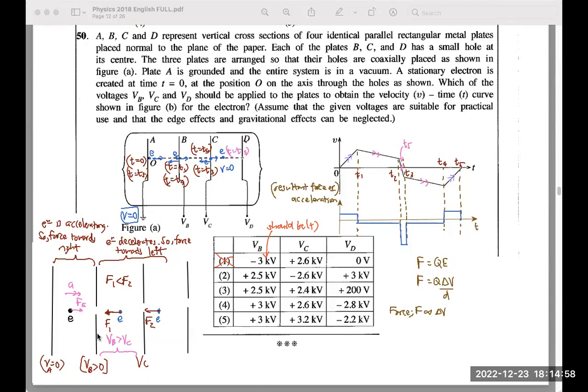Here VB was larger than VA, so this is like the positive plate, this is like the negative plate, and the electron will accelerate towards it. Here the electron is decelerating, meaning this is like the negative plate, this is like the positive plate. So this should be high potential, this should be low potential. So I have to choose an answer for VC which is lower than VB. Which answer is wrong? The fifth one is wrong, because VC should be lower than VB.